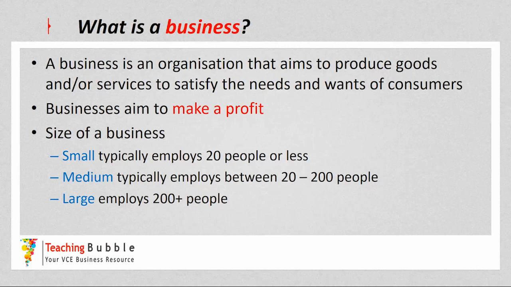Now, there's different sizes of businesses, and it's important to note that these 3, small, medium, and large, are not part of your study design. But throughout the year, you will likely study different businesses, and you may hear the terms small, medium, and large businesses, so it can be a good idea to at least know what we're referring to when those terms come up. Small businesses are usually identified as a business with 20 employees or less. Medium-sized businesses have between 20 and 200 employees, while large businesses typically have more than 200 employees.